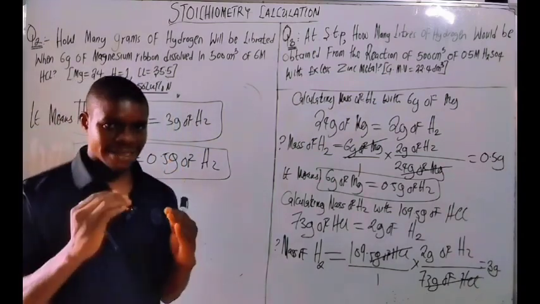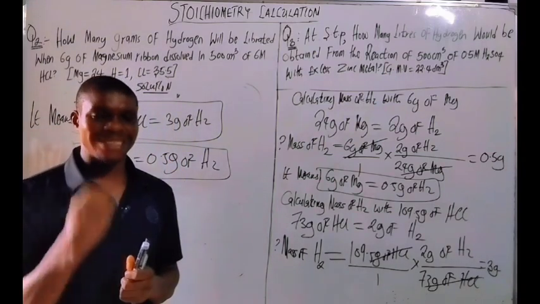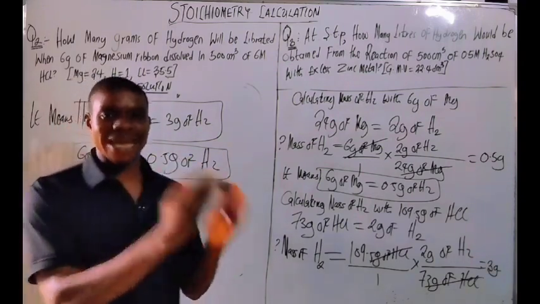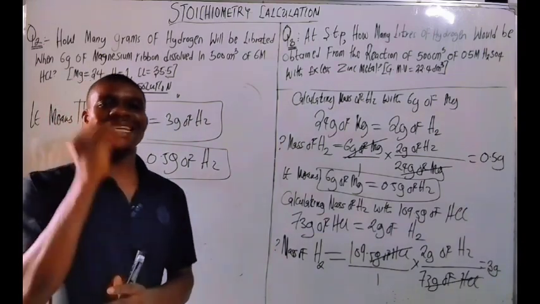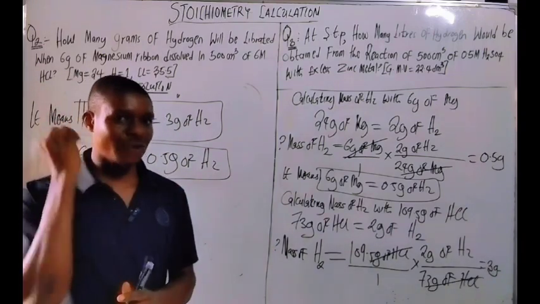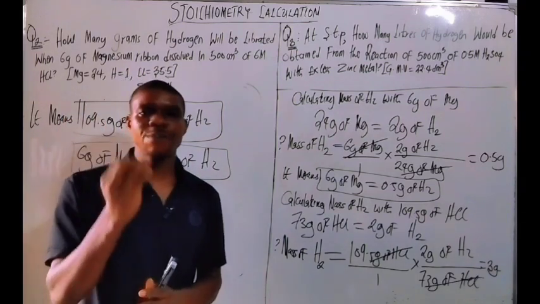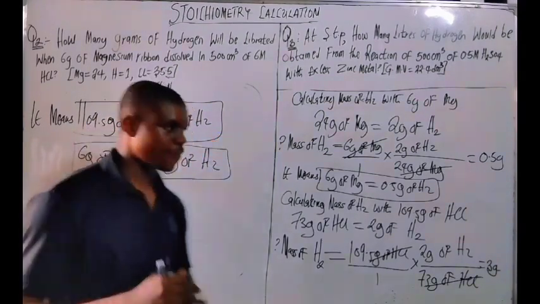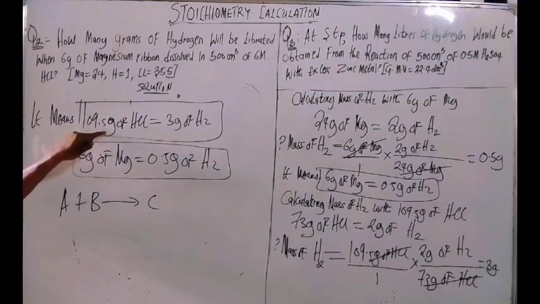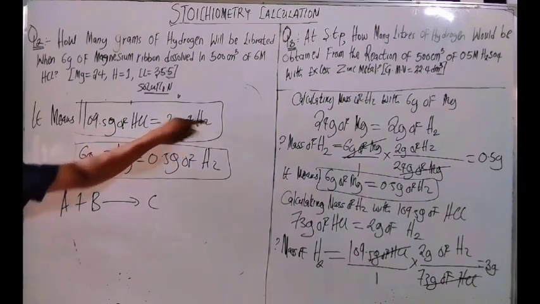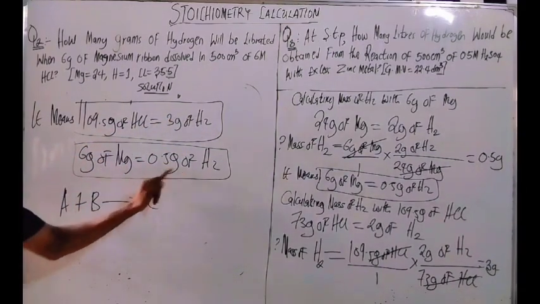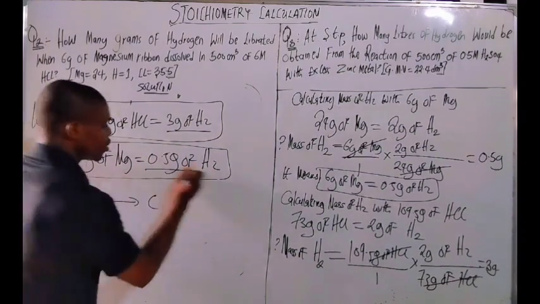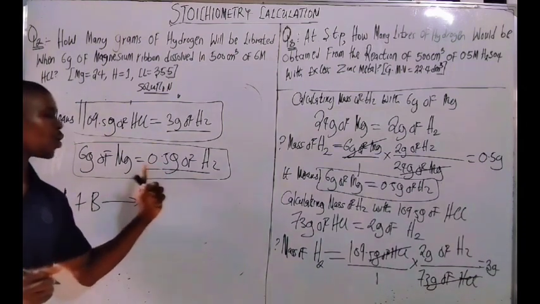Now, the limiting reactant is the one that will determine the amount of product produced. Let me say this again. The limiting reactant is the one that determines the amount of the product produced in a chemical reaction, and the amount of product produced is always the least amount calculated. Pay close attention here. 109.5 gram of HCl produces 3 gram of H2. 6 gram of magnesium produces 0.5 gram of H2, right? Now if you look at 3 gram of H2 and 0.5 gram of H2 here, this one is the least, right?